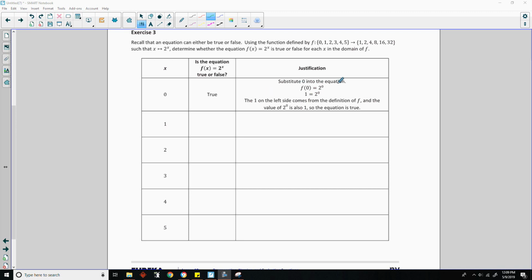Substitute 0 into the equation, which is this one right here. That would give us f of 0 equals 2 to the 0, 1 equals 2 to the 0. The 1 on the left side comes from the definition of f, and the value of 2 to the 0 is also 1, so the equation is true. Okay, so now we're going to substitute 1 into the equation.